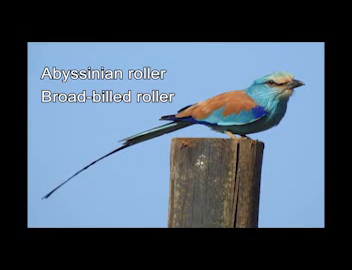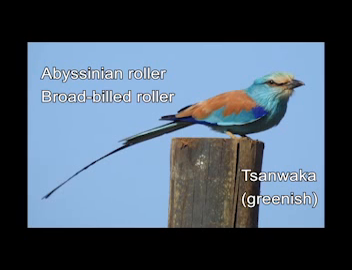The first bird is the Abyssinian roller. The ones we have in Nigeria are the Abyssinian roller and the broad-billed roller. We call these birds Sanwaka. Sanwaka translates into greenish. This is a fearless bird.